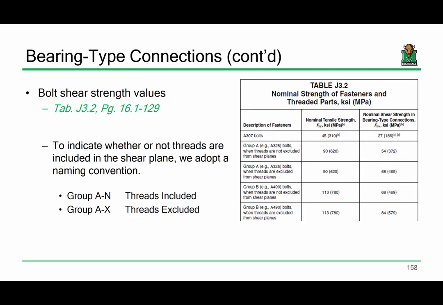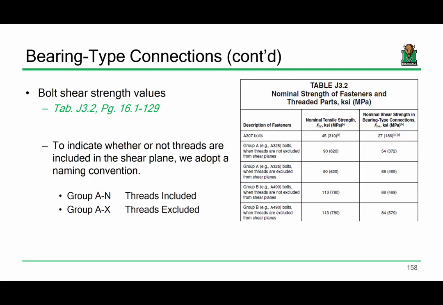Us structural engineers, we're clever, so we come up with a naming convention. So if you ever, on a homework assignment or an exam or anything like that, hear me use the term, like if I say I have a 3/4 inch bolt and it's group A-N, what I mean is that it's a group A bolt and the N means that the threads are included. If I say group A-X, I mean that the threads are excluded, okay? So we're clever, aren't we? So just so you're aware, if you ever hear me use those terms, that's what that means.